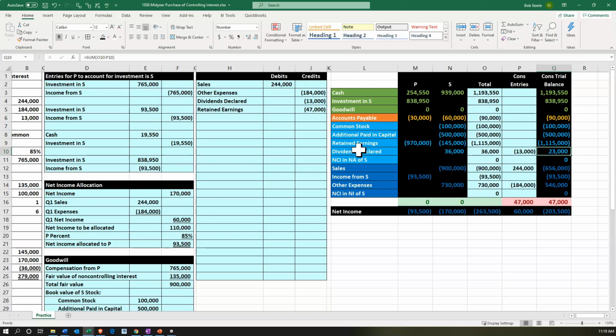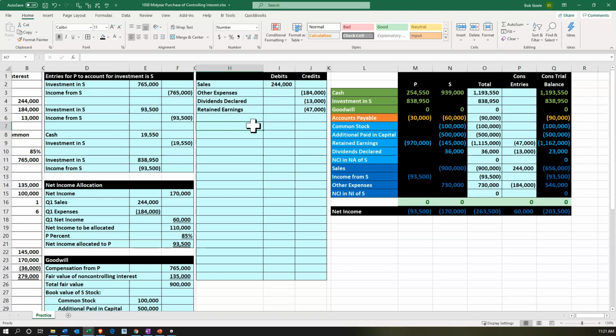And the difference then going into retained earnings. Retained earnings is going to be credited for that 47,000. Okay, so now that we have that, we're going to go into what would typically be our first entry to our elimination entry. So this will typically be our first entry.